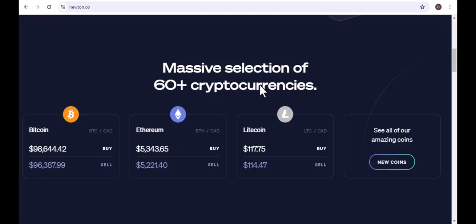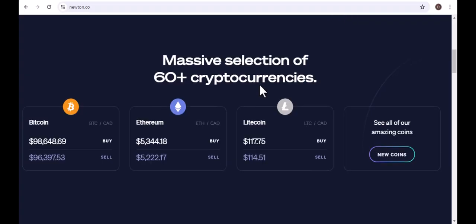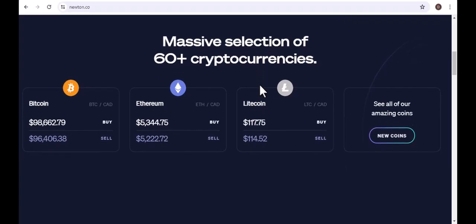Newton's free CAD deposits and withdrawals are a huge draw, and they even subsidize some network fees for crypto withdrawals, which can offset some of the spread cost, especially for smaller transactions. However, if you're making frequent or large trades, the cumulative effect of the spread can add up.